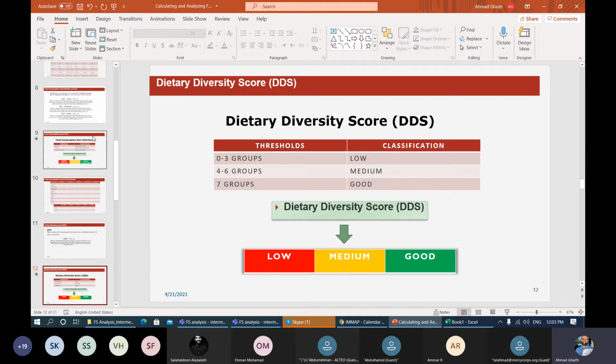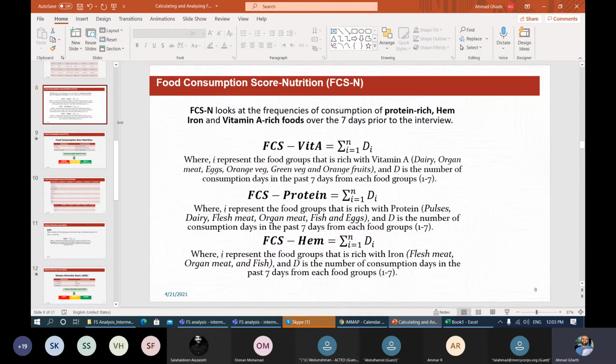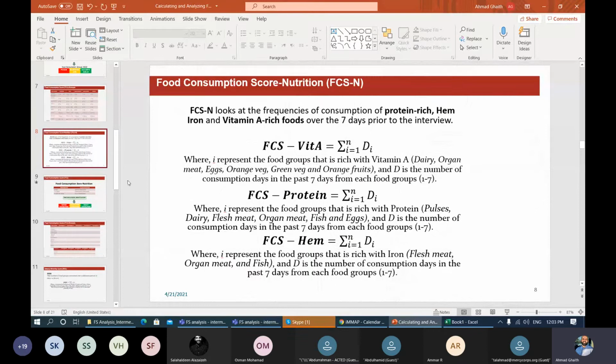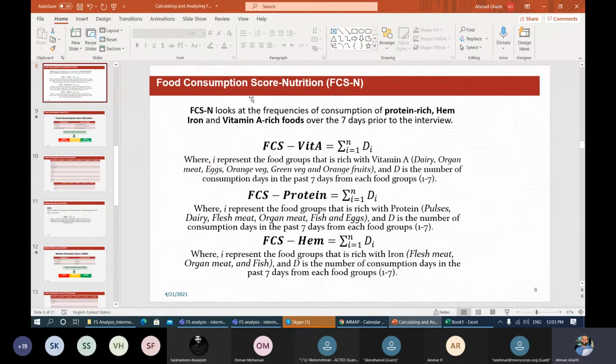Okay. So we'll move now to food consumption score nutrition, or nutrition quality analysis. And this one, again, we're looking more deeply into foods that provide specific micronutrients, or macronutrients. So we look at protein because this is an important source of food, important source for health.